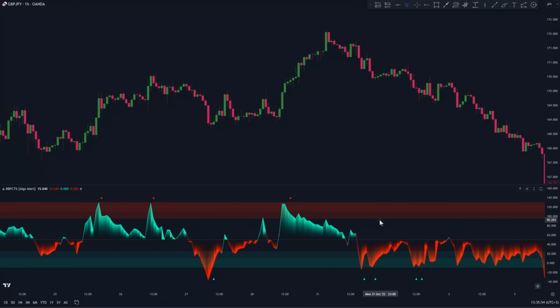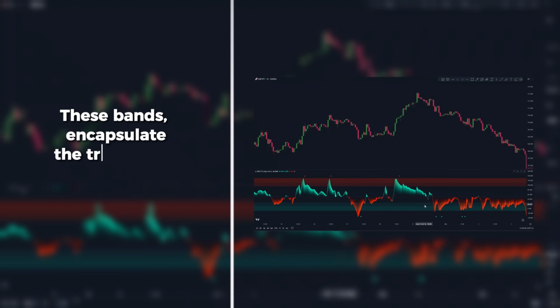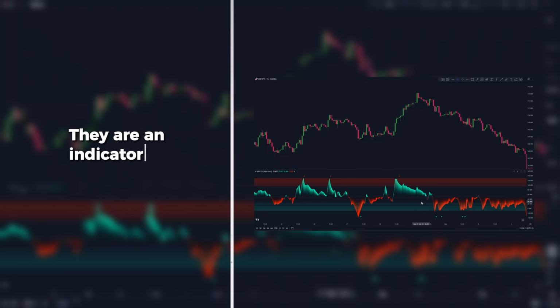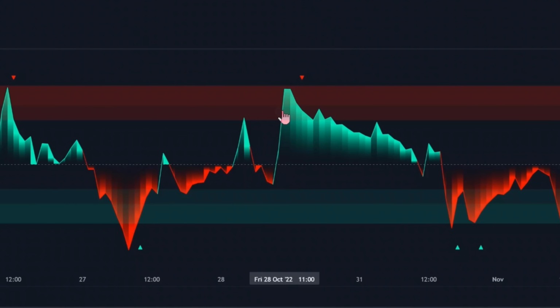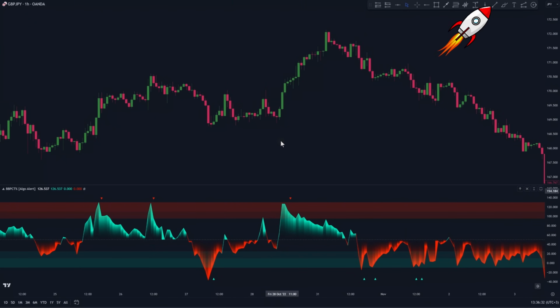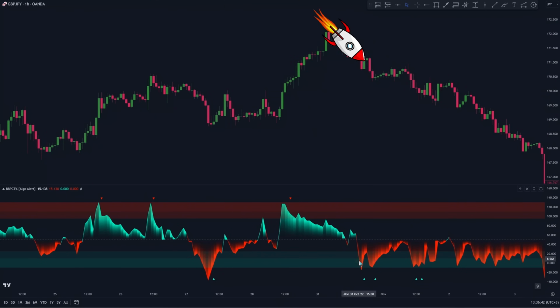The indicator is also composed of upper and lower bands. These bands encapsulate the traditional extremities of the Bollinger Bands. They are an indicator of market volatility. When the Bollinger Bands Percentile line goes into the upper band, that indicates an increase in bullish market momentum, and when it goes into the lower band, that indicates an increase in bearish market momentum.